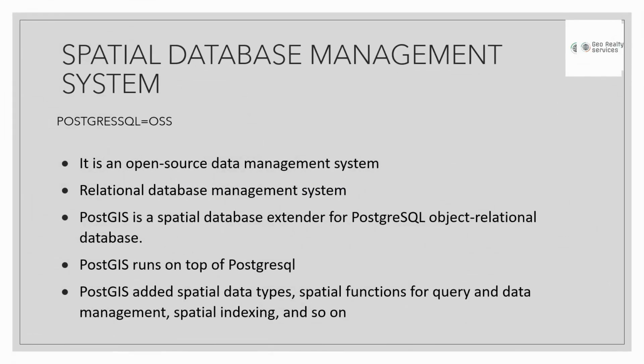PostgreSQL is a free and open source relational database management system, emphasizing extensibility and SQL compliance. PostGIS is a spatial database extender for the PostgreSQL object-relational database. It has support for geographic objects, allowing location queries to be run in SQL. PostGIS runs on top of PostgreSQL. PostGIS added spatial data types, spatial functions for query and data management, spatial indexing, and so on.